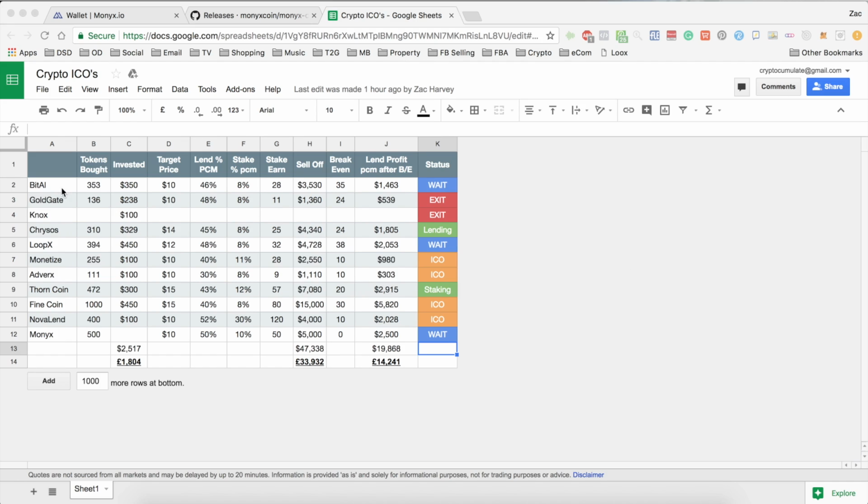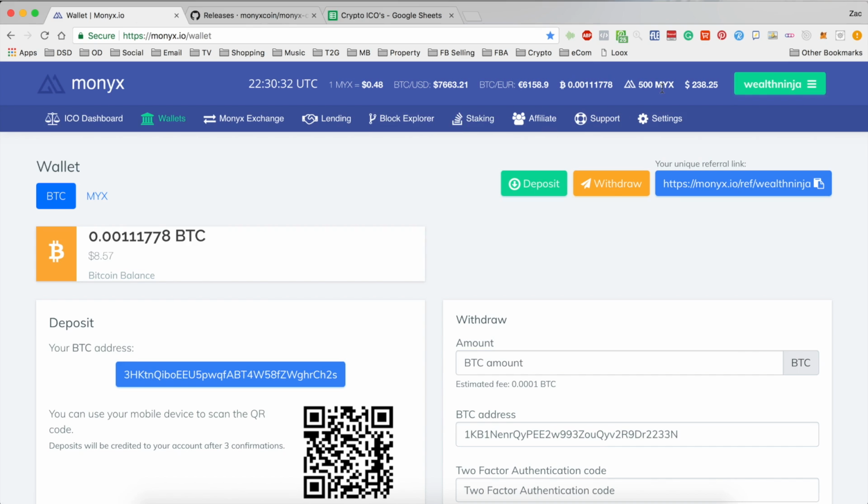As you can see, down the left hand side is the list of ICOs that I have actually bought into. You can see Monyx down at the bottom here. As I said, I did miss out on the ICO, so this is my most recent ICO purchase. Looking over here, I've got 500 tokens, and at the moment that is worth $238 because the price is back down to 48 cents.